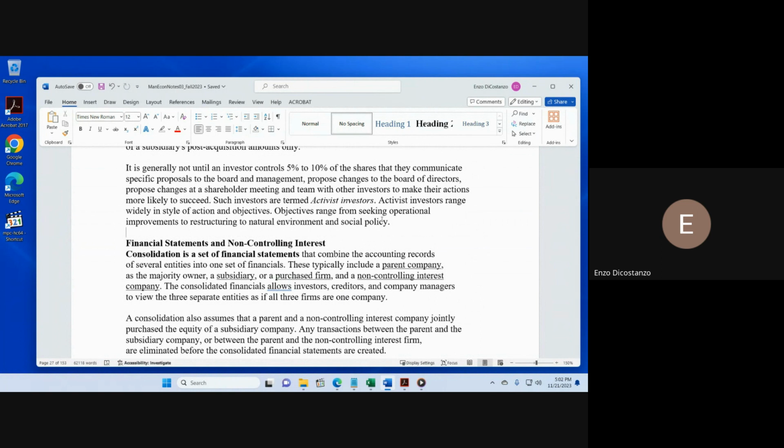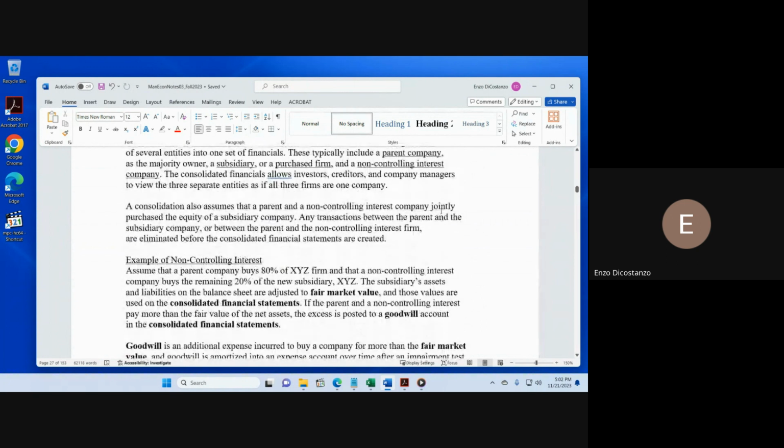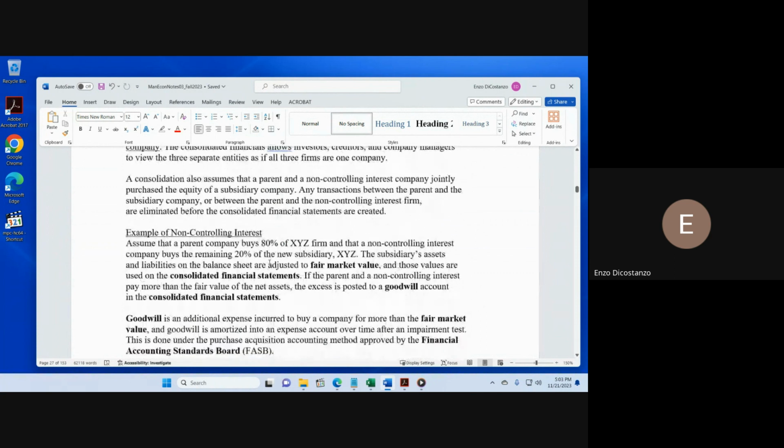So let's look at that again. You're combining accounting records: a parent, a subsidiary, an acquired firm, a non-controlling interest company. The consolidated financials allow investors, creditors, and company managers to view the three separate entities as if they're just one company. Consolidation also assumes that a parent and non-controlling interest company jointly purchase the equity of a subsidiary. Any transaction between the parent and the subsidiary company, or between the parent and the non-controlling interest firm, is eliminated before the consolidated financial statements are created. And here's an example. If a parent company buys 80% of XYZ firm, there's a non-controlling interest of 20%.